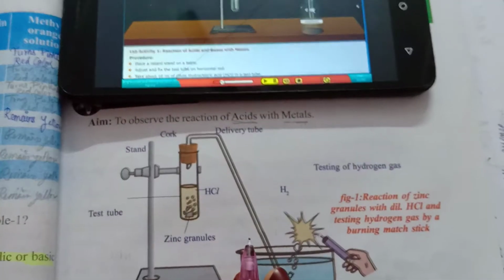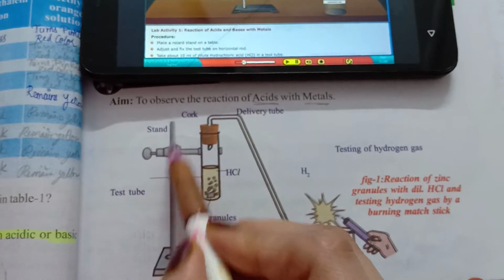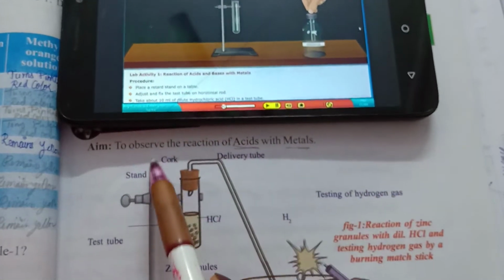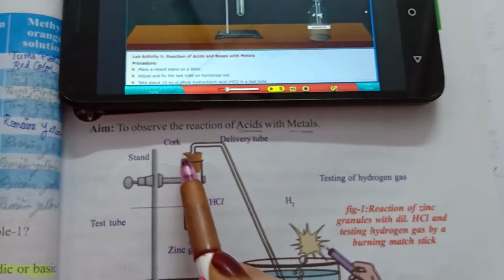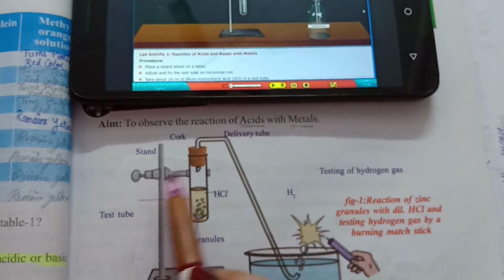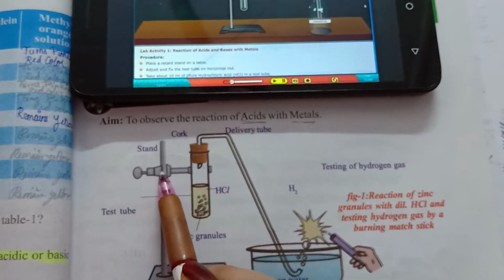Let's start our procedure. First of all, we need to set the stand. Okay, a stand should be placed on a table. Then we need to adjust a test tube to that stand. Okay, we need to place a test tube on the stand.